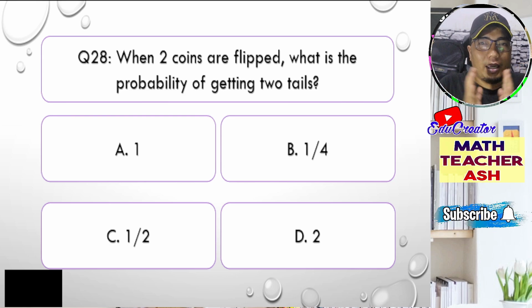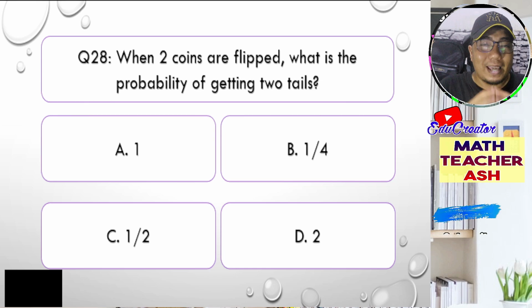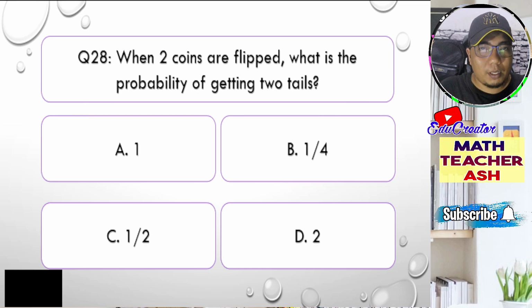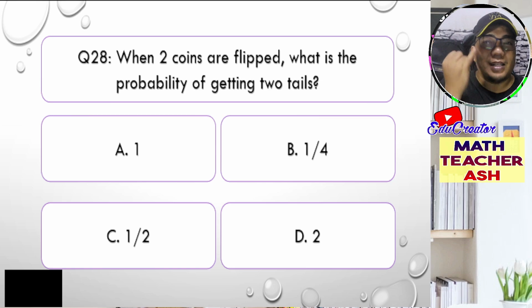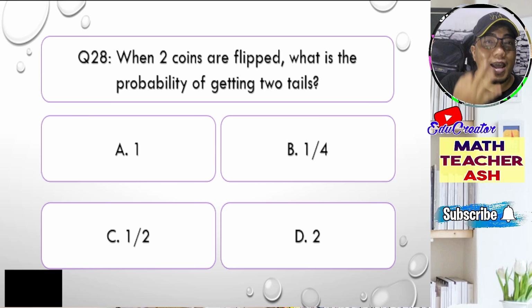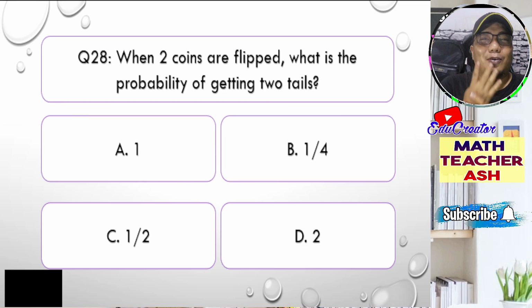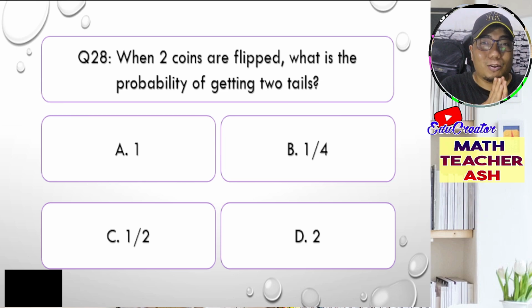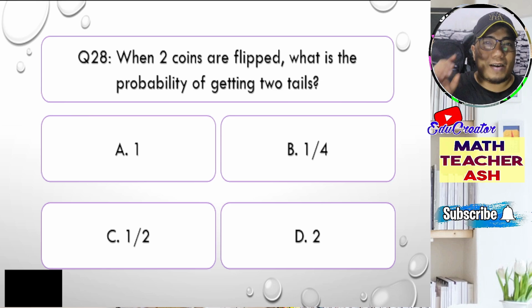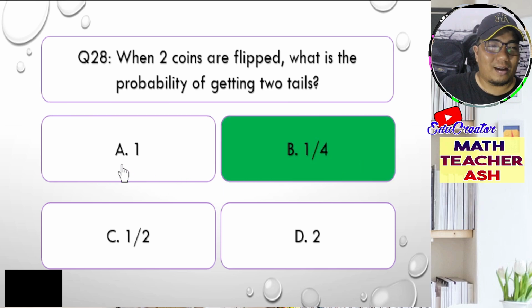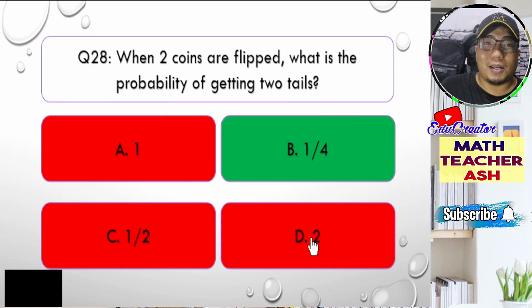Okay, but in the given scenario, getting 2 tails, there could only be 1. Why? Because in the 2 coin flip, you can have heads heads, tail heads, heads tail, and tail tail. Those are the 4 scenarios in the 2 flipped coins. So therefore, talking about 2 tails, you only have 1 out of 4 scenarios. So the correct answer is letter B. Alright, I hope you got that one, my dear math learners.